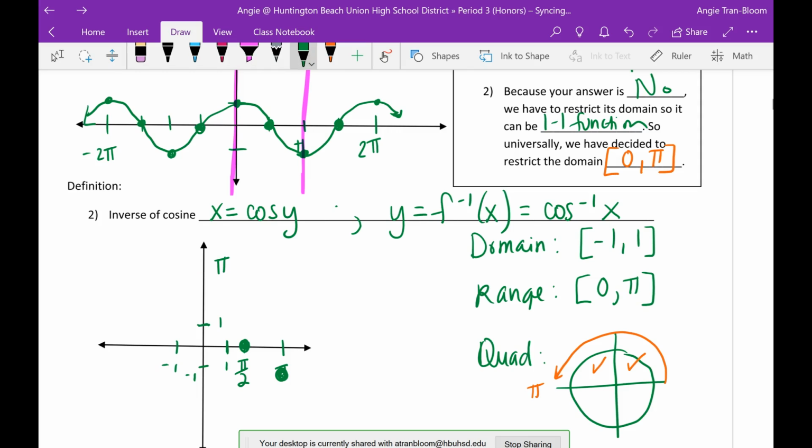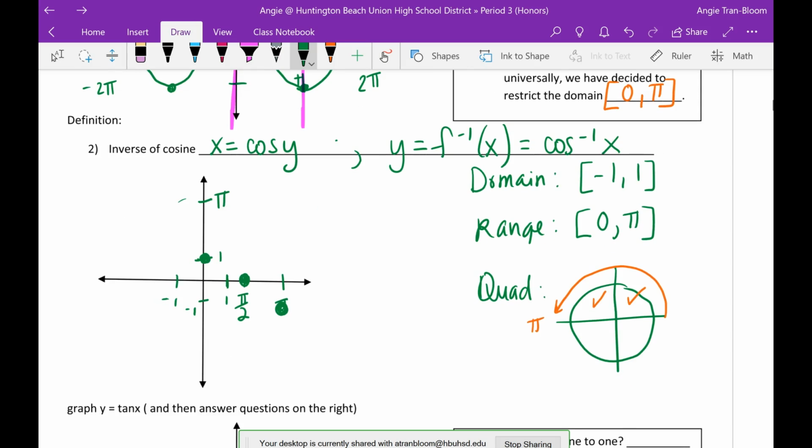Oh, I went too far, sorry. At 0, it's at 1. Okay. And then pi over 2 is at 0. And pi is negative 1. So this is like that. So this is y equals cosine of x with restriction in domain, okay?